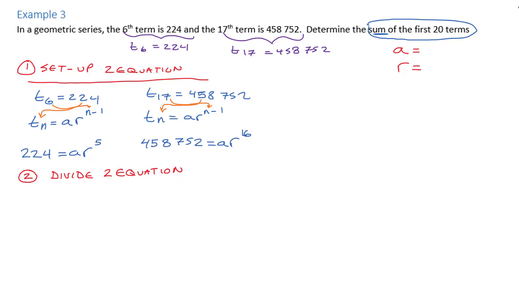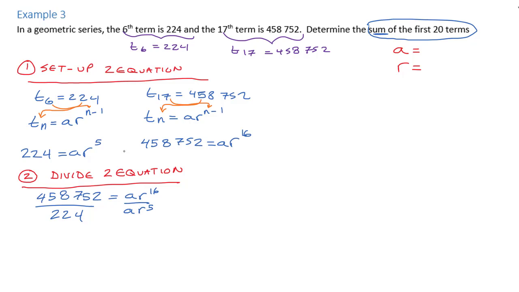Here, they're attached by multiplication. So to undo that, we're going to have to divide the two equations. You can't subtract it away. We can't take this and subtract that. The a and the r are joined by multiplication. So what I generally do is I put the one with the bigger number on top, just so I can avoid messy numbers. Generally, the larger exponent I put on top, and 224 on the bottom, ar to the 5 on the bottom.